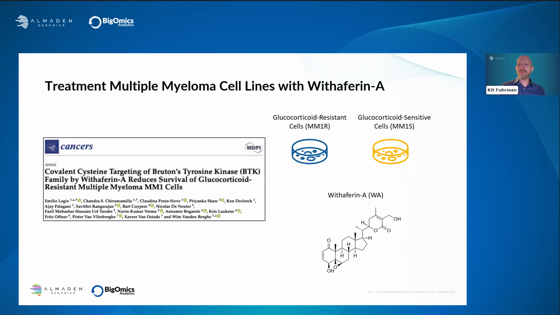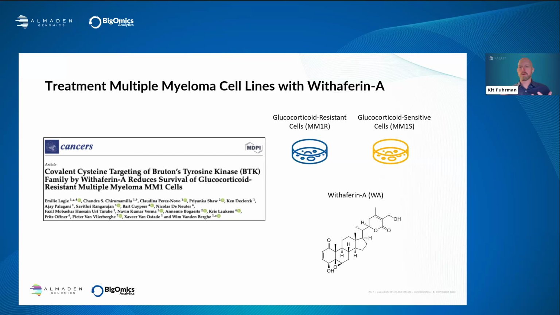Thank you, Anna. Again, my name's Kit Furman. I'm the head of product and development here at Almaden Genomics. Excited to share with you the Genome platform. Today, we're going to use this study on multiple myeloma to walk through Genome and BigOmics. This is a good publication that explored the ability of Afferent A to treat cell lines that are resistant or sensitive to glucocorticoids.